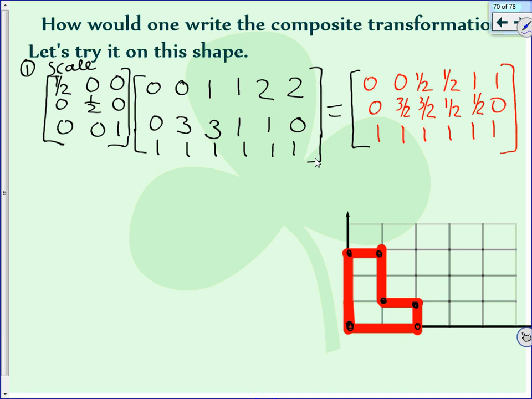Okay, so I'm making everything have a 1, and so we're gonna pretend this is one half. Oh, that's weird. So the big boot became a little boot.